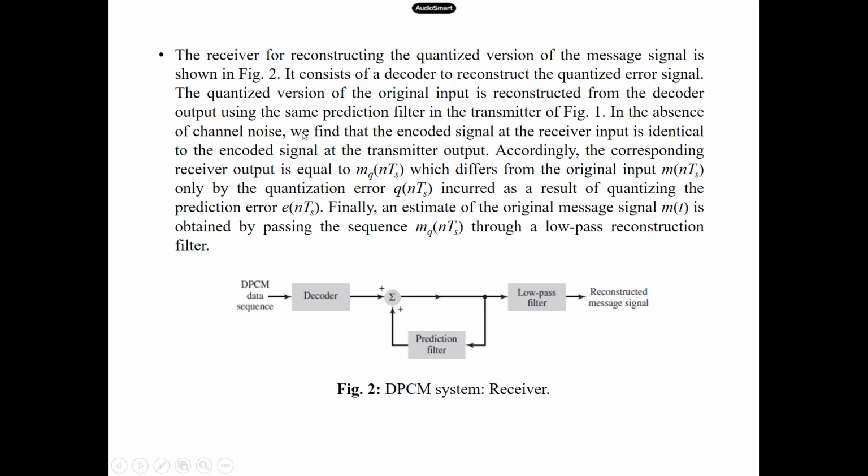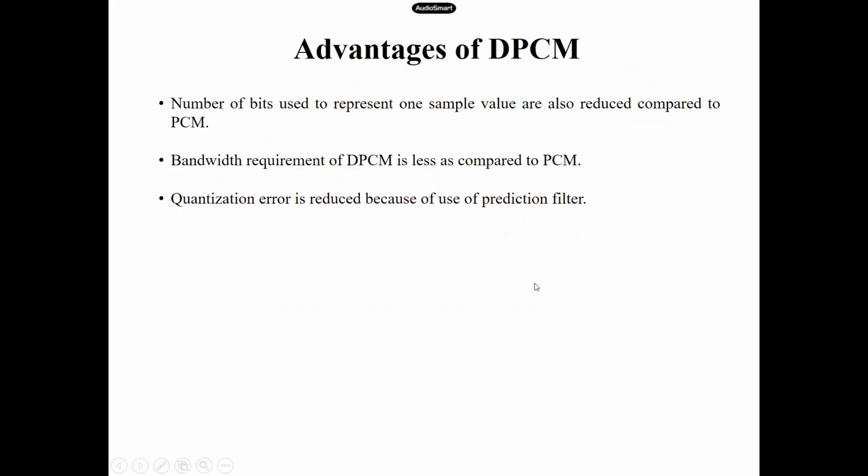In the absence of channel noise, we find that the encoded signal at the receiver input is identical to the encoded signal at the transmitter output. Accordingly, the corresponding receiver output is equal to mq(nTs), which differs from the original signal m(nTs) only by the quantization error, which is introduced by us with the help of a prediction error signal. Finally, an estimate of the original message signal is obtained by passing the sequence through a low-pass reconstruction filter.